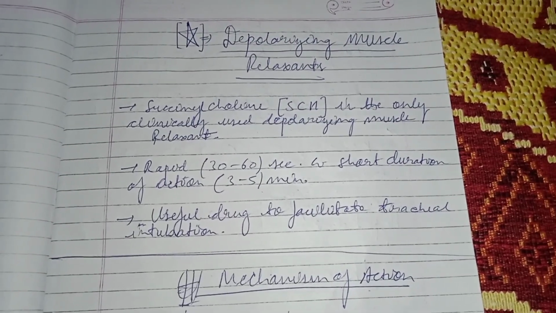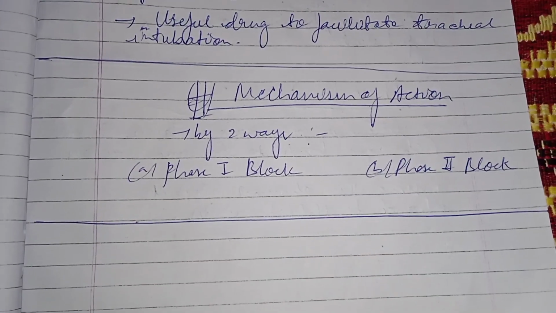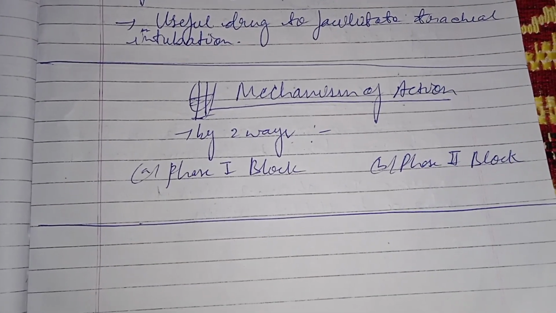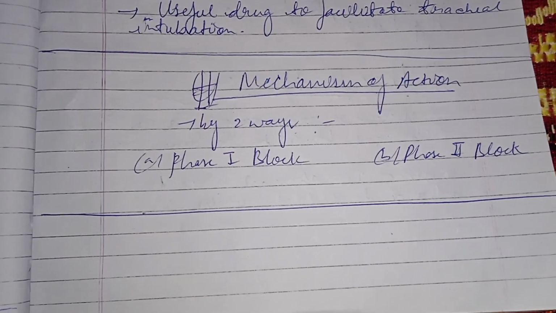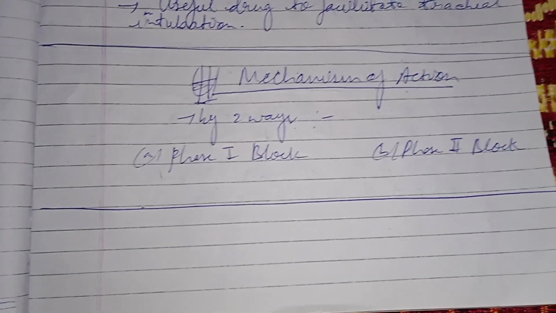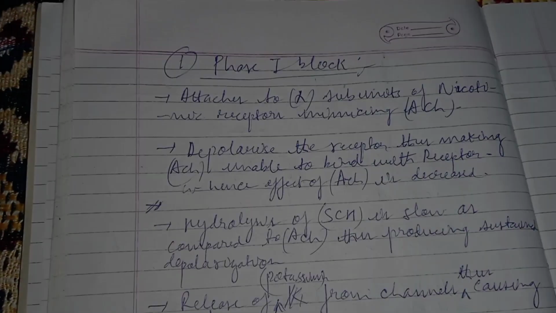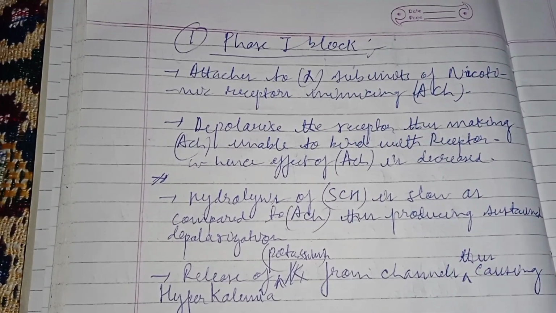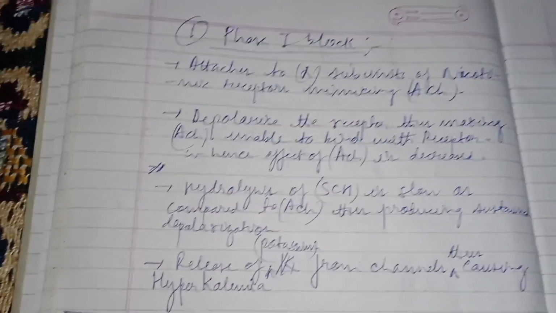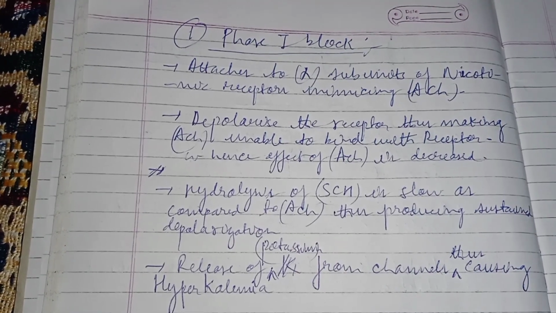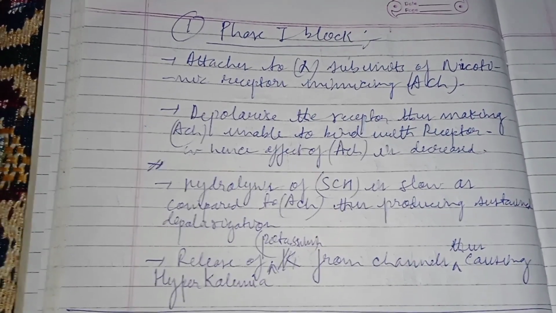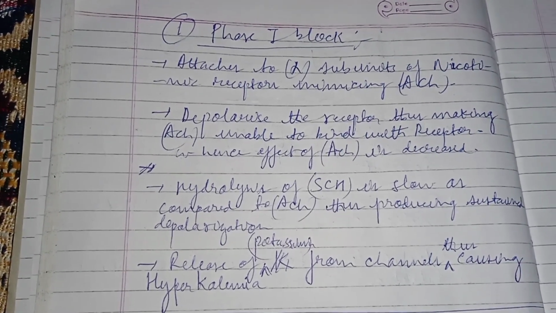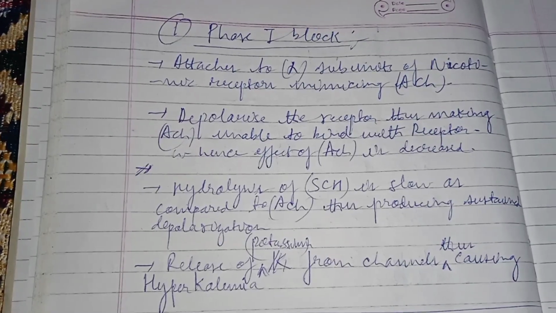Now let's look at the mechanism of action of the depolarizing muscle relaxant, that is succinylcholine. The mechanism of action is by two ways: phase 1 block or phase 2 block. Let's look at the phase 1 block. Phase 1 block is a competitive antagonist of acetylcholine. Succinylcholine attaches to the alpha subunits of the nicotinic receptors, mimicking acetylcholine. It depolarizes the receptor, thus making acetylcholine unable to bind with the receptor, and hence the effect of ACH is decreased.